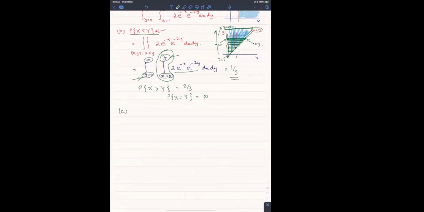Now, I'm going to ask another question. And this question is simply x less than a. How do I answer this probability question? A is some constant. How do I answer this question? This question can be answered again by considering this region. Here we have x, we have y. So first quadrant is the region where the joint PDF is non-zero. I want x to be less than a. So x is equal to a at this point. So I want the integration over this region.